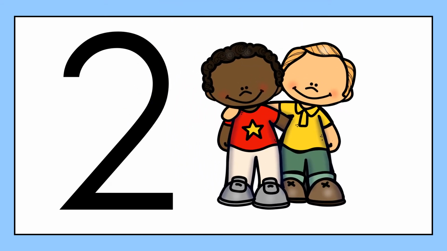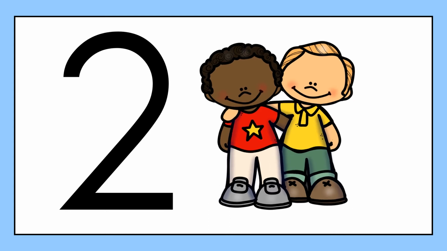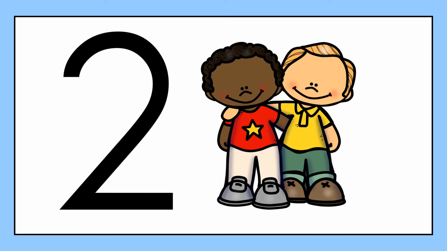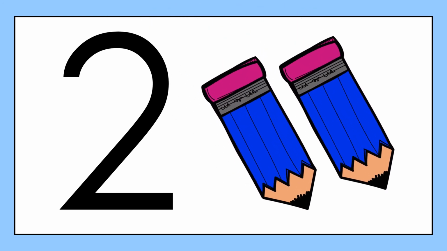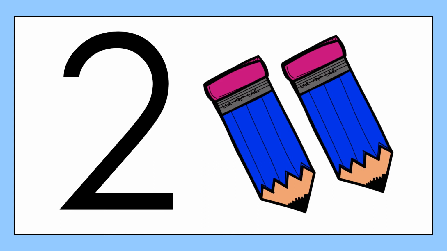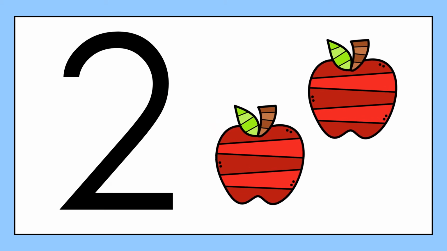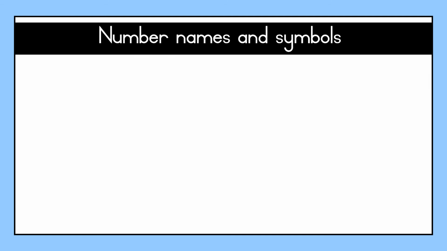This is 2 friends. Say with me, 2 friends. This is 2 pencils. Say with me, 2 pencils. This is 2 apples. Say with me, 2 apples. Well done, friends. Number names and symbols.